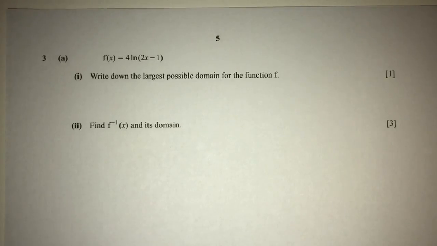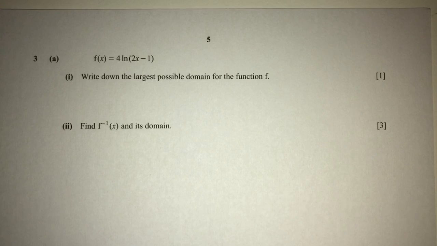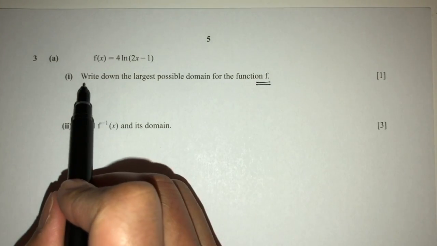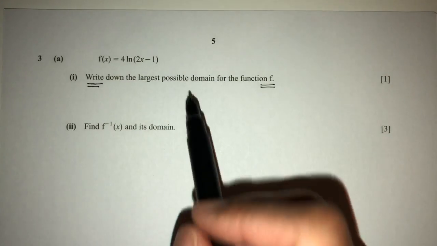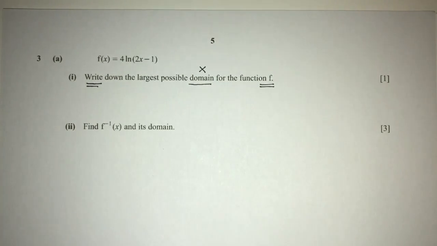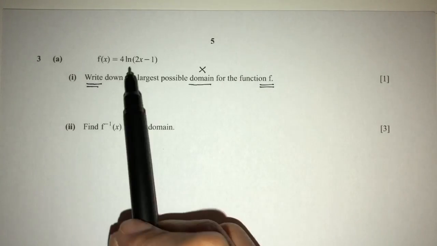Now let's move on to question number 3. So we have f of x equal to 4 ln of 2x minus 1. We have to write down the largest possible domain for function f. When you see "write down", it is an indication that the question should not be hard, it should be pretty easy. And domain is basically the x values. So write down the largest x values we can have for this.